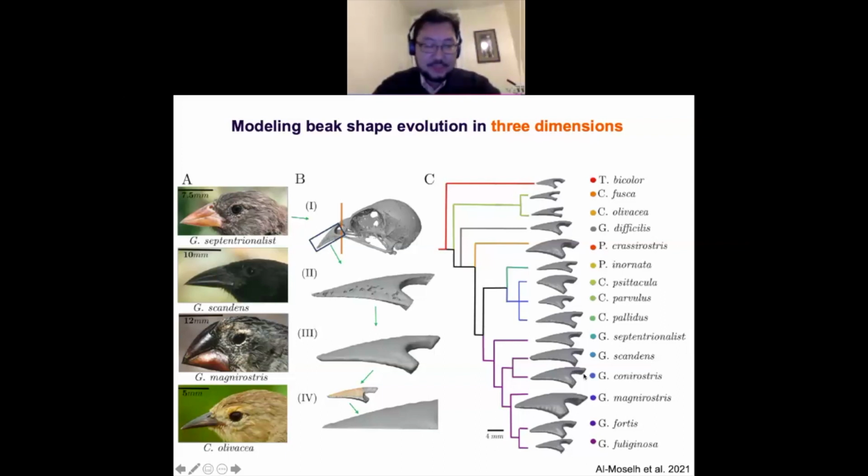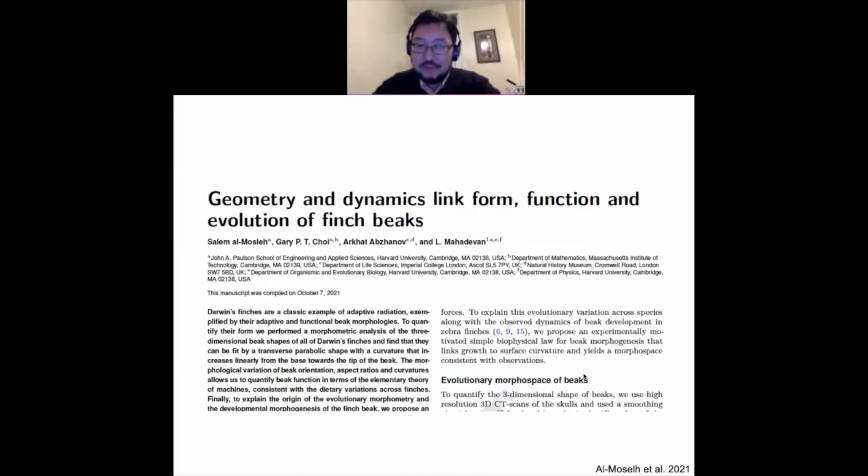As I mentioned earlier, every single beak here is distinct. It has distinct curvature, distinct characteristics, and that's what we wanted to understand. We wanted to see how much of the two-dimensional modeling was still applicable. And this is the paper, which I believe literally just came out today from this collaboration. It's called Geometry and Dynamics of Form, Function and Evolution of Finch Beaks. I'll tell you some of the more important findings from this paper over the next few slides.